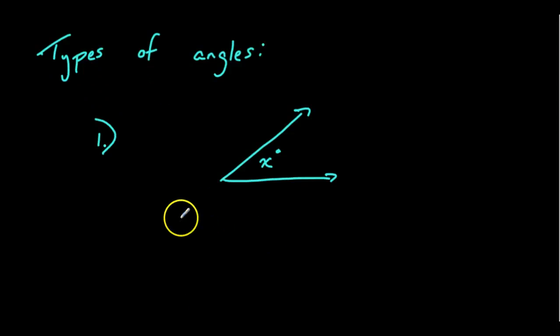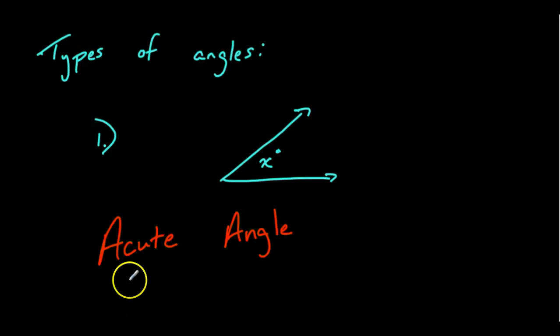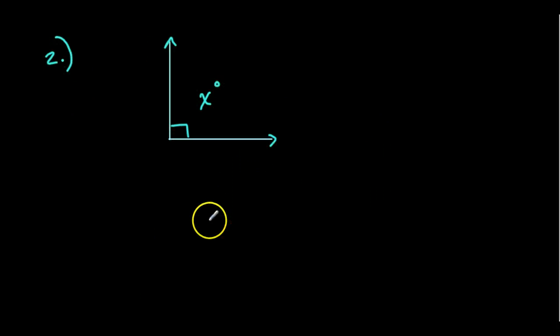Alright, types of angles. We've got four of them. The first one, hopefully this is a review, is acute angles. Acute angles are typically smaller angles. They range anywhere from 0 to 90 degrees. We measure angles with degrees. There are 360 degrees in a full circle, so these are just portions of a circle.